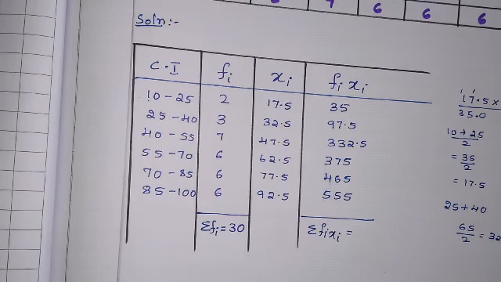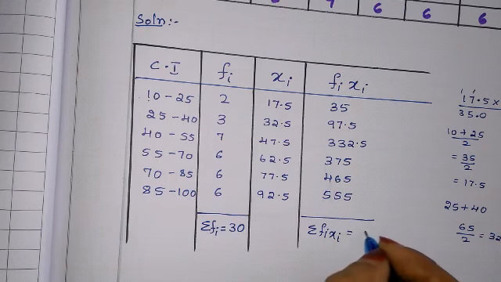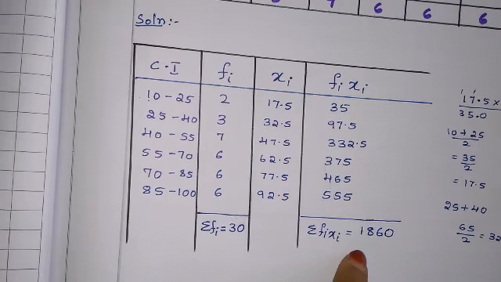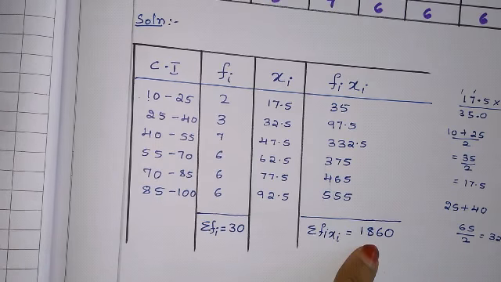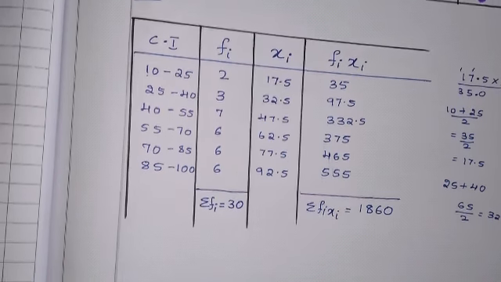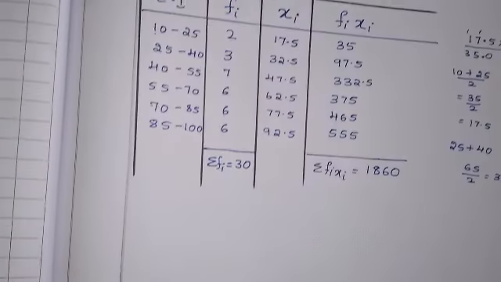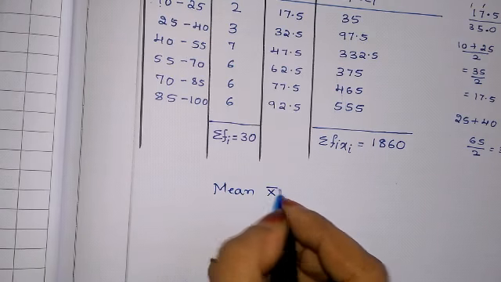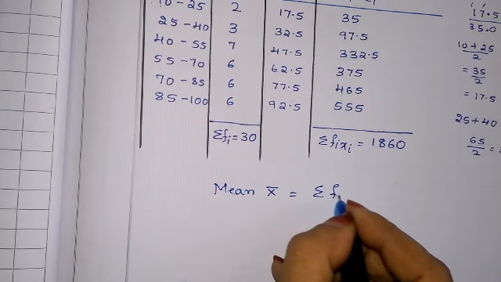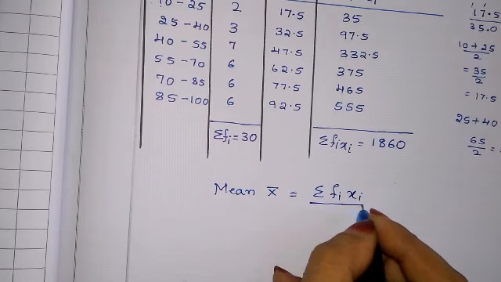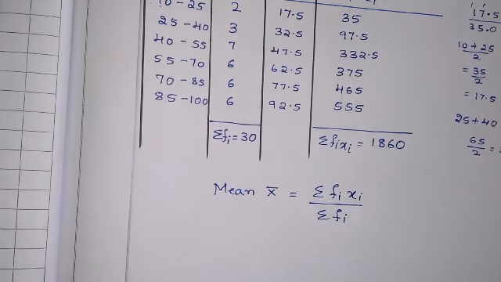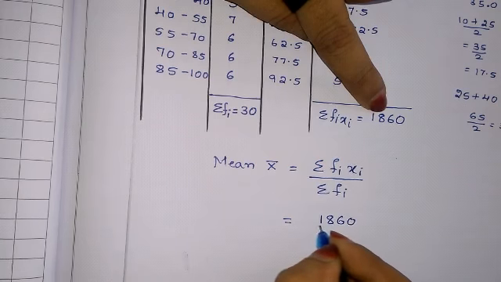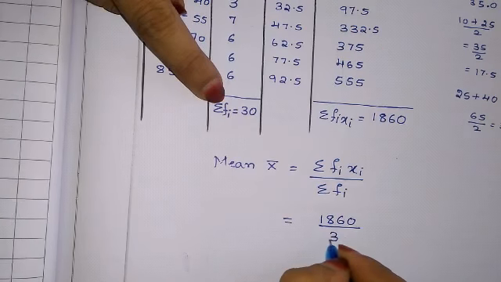Then we are going to get 1860 after adding these numbers. That is the total of these numbers. Now let us write the mean formula. Mean is nothing but this symbol, sigma fi xi upon sigma fi. This is the formula. So sigma fi xi we got 1860 upon sigma fi we have got 30.